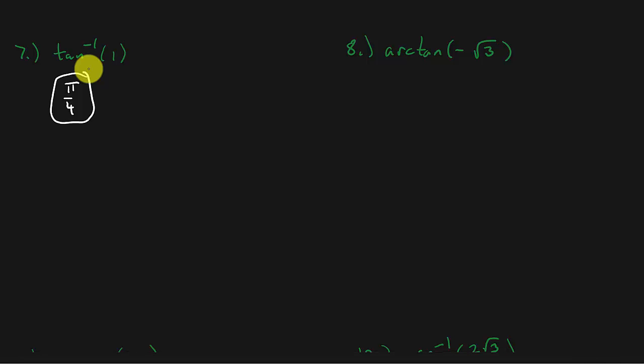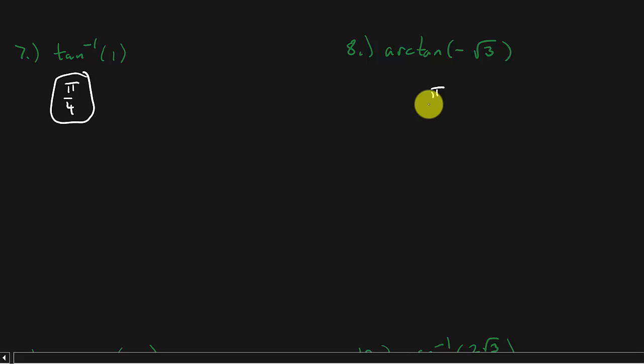What about this one? Arctan negative square root of 3. Well, the tangent of what is square root of 3? The tangent of 60 degrees, right? Well, let's write it in radians. 60 degrees is pi over 3. It's negative, right? So we put the negative in front.